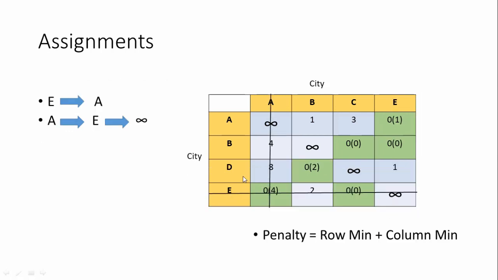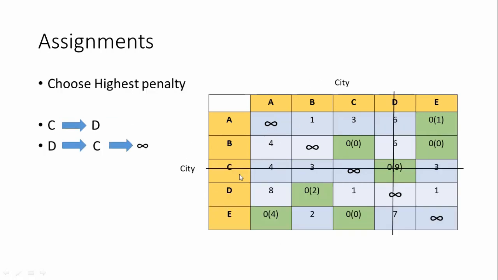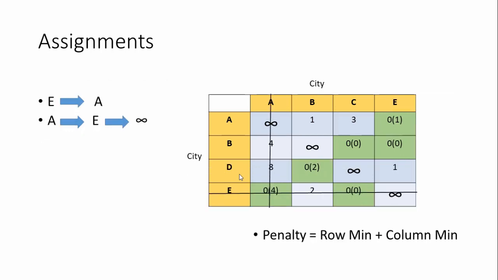So the matrix reduces to a 4 by 4 matrix, that is A, B, D, E and A, B, C, E. In the previous assignment, as you see, D to C is marked as infinity. So here again we find out whether we have zeros in each of the rows as well as columns. If not, we have to again calculate the row minimum subtraction and column minimum subtraction to ensure at least one zero in each of the rows as well as columns.